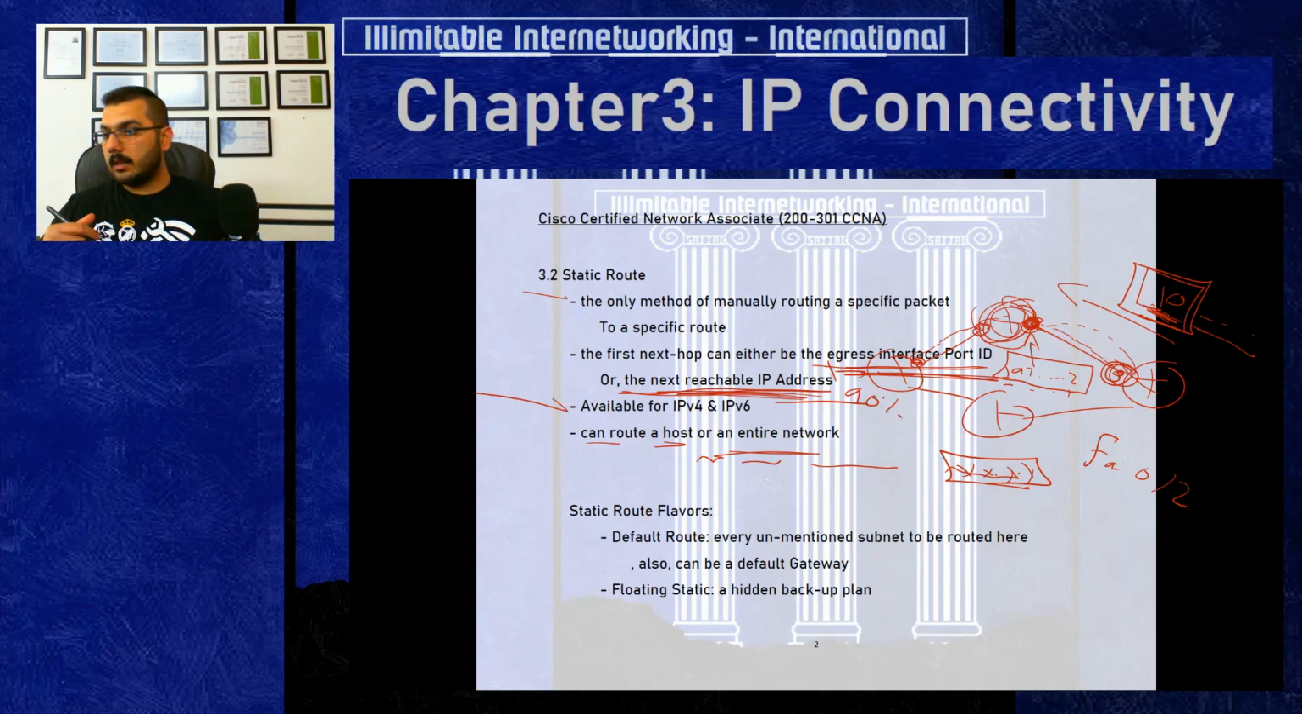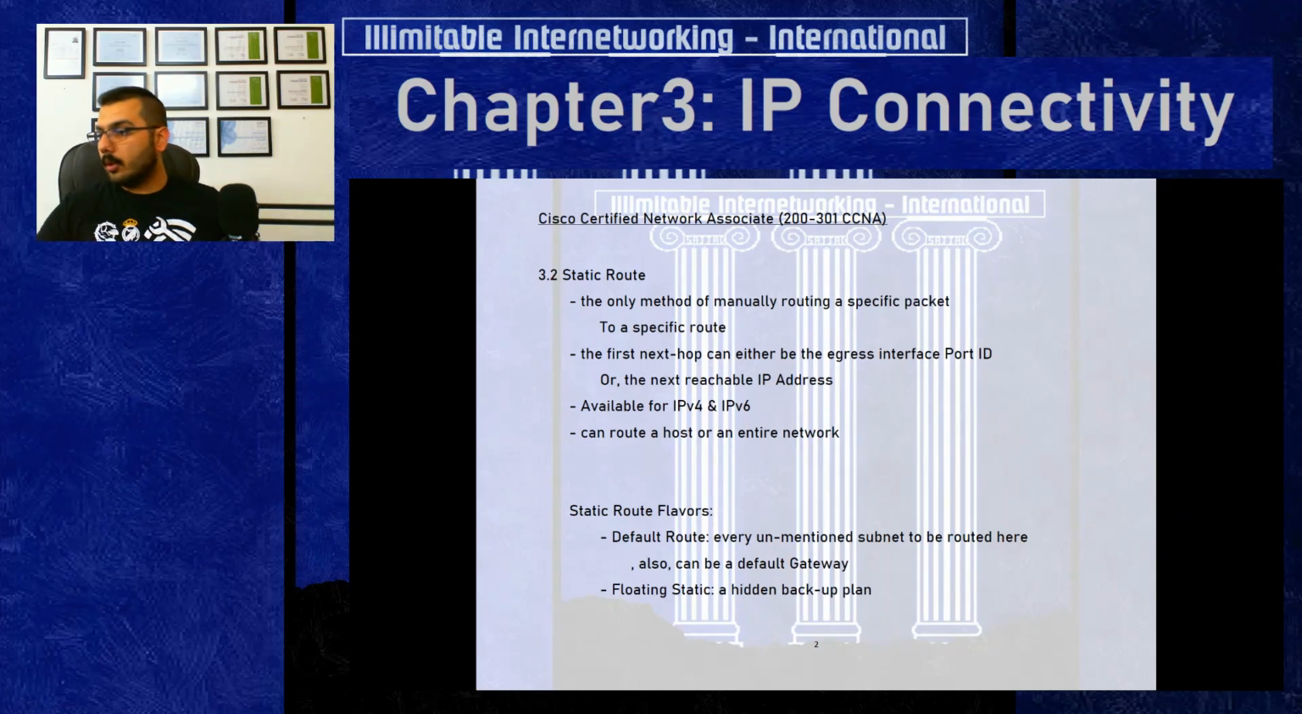Lastly, we will talk about the flavors of the static route. There are two subtypes of the static route. The first one is the default route. The default route is something very important in what's called the gateway direction, or the upload direction, or the internet direction. What do I mean by this?